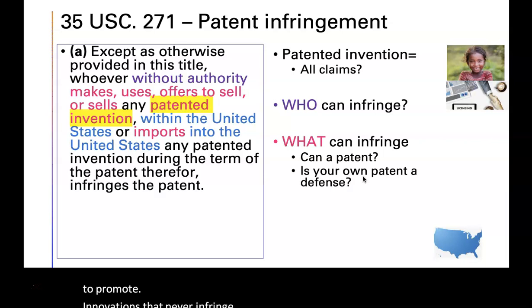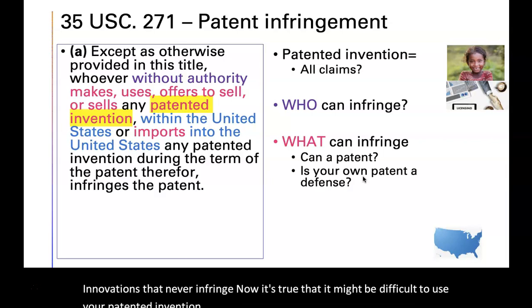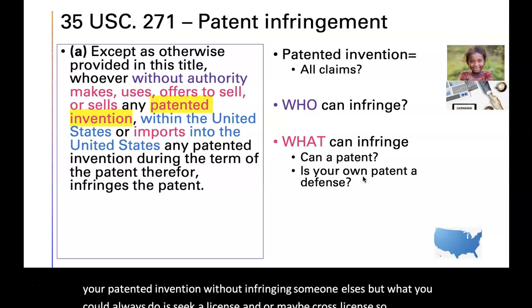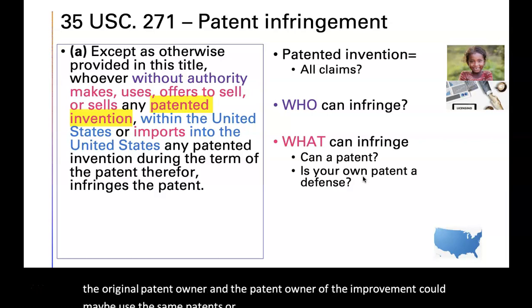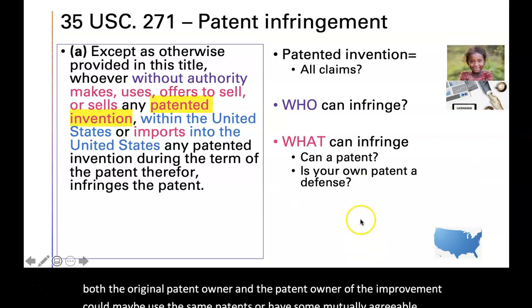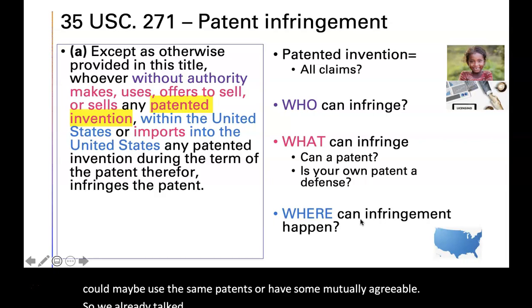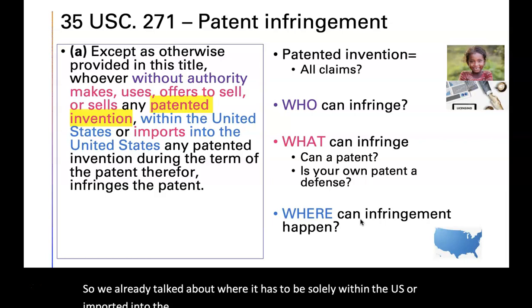Now, it's true that it might be difficult to use your patented invention without infringing someone else's, but what you could always do is seek a license and maybe cross-license so that both the original patent owner and the patent owner of the improvement could use the same patents or have some mutually agreeable relationship. So we already talked about where it has to be solely within the US or imported into the US. So if you entirely made a patented product outside the US, there is no US patent infringement.